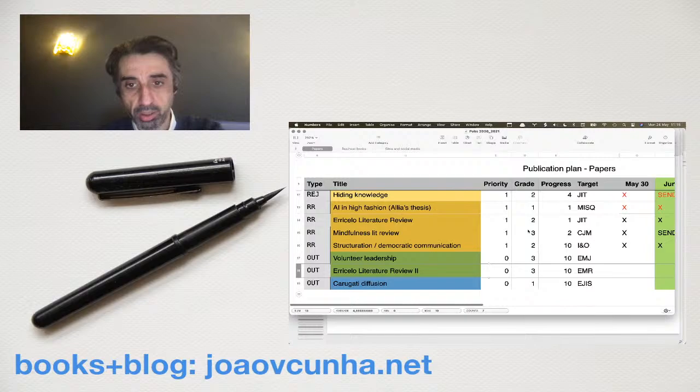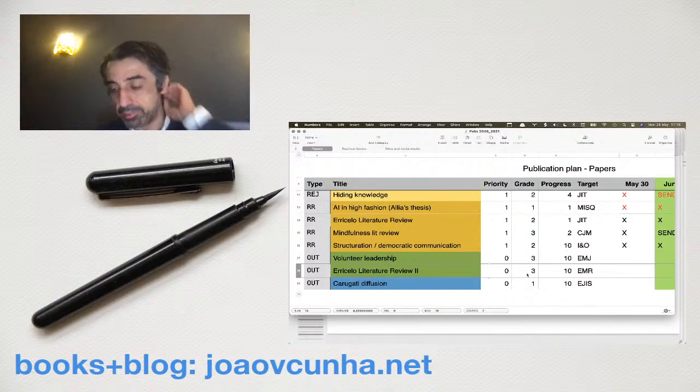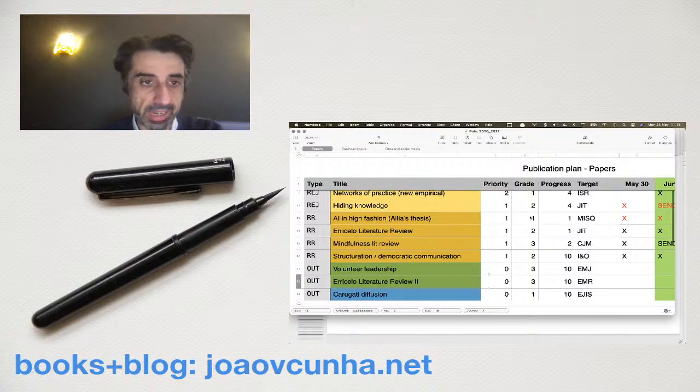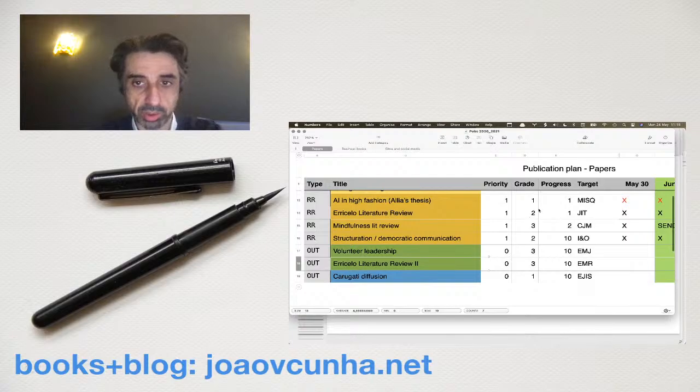So the grade here is the sort of ranking of the journal. So you see, just in the ones that are out and going, I have 1 category 1 that I got to revise and resubmit, then 2 category 2s and 3 category 3s. Okay, so I think that's fine.